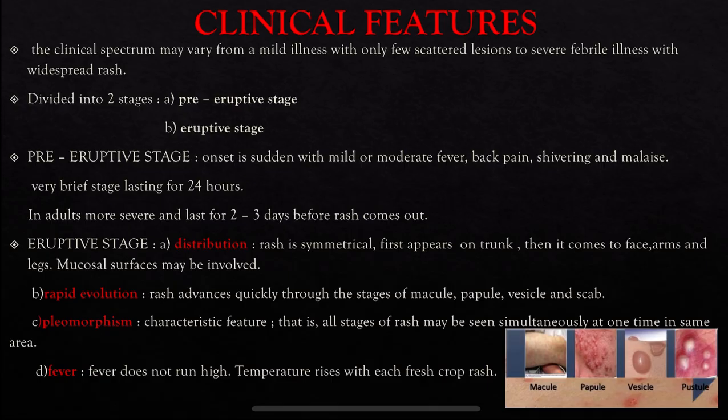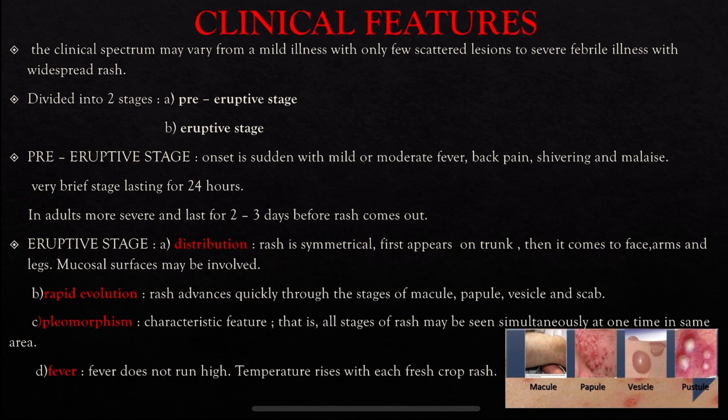So we were discussing how the eruptive stage occurs. The rash advances quickly through a stage of macule. You see, first the discoloration comes. Then it turns into a papule, slightly raised, and then it turns into a vesicle. The fluid gets filled. Later it forms a pustule and a scab occurs.